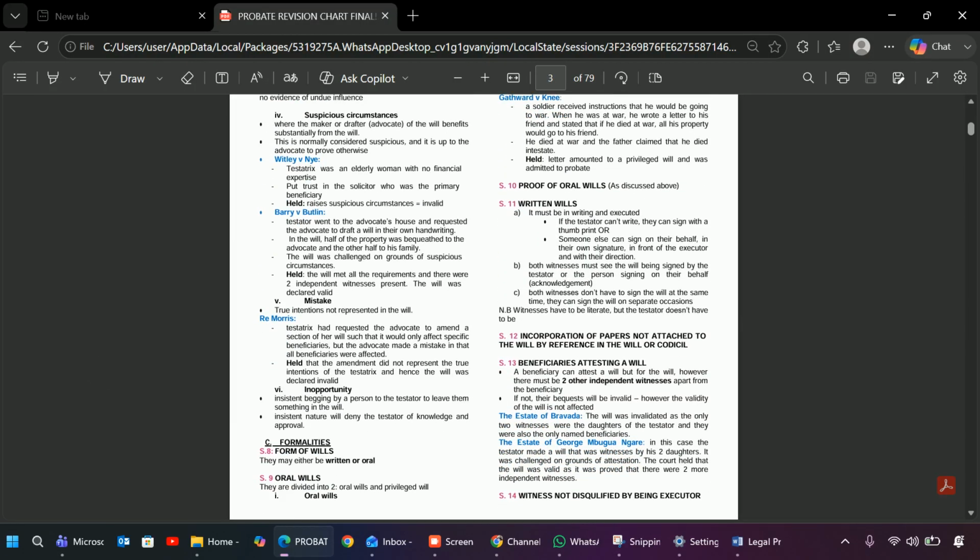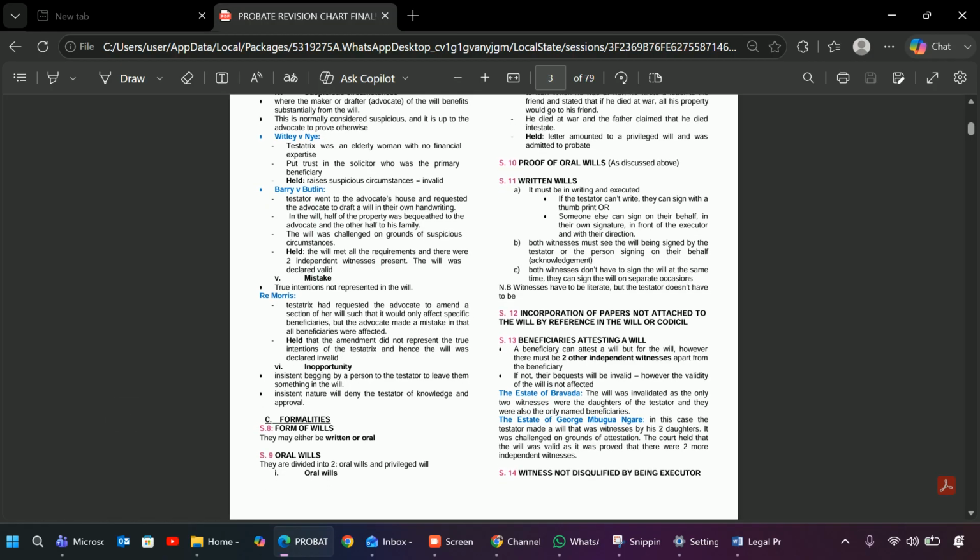The other factor is mistake, where true intentions are not represented in the will. This was tested in the case of Morris, where the testatrix had requested the advocate to amend a section of her will such that it would only affect specific beneficiaries, but the advocate made a mistake in that all beneficiaries were affected. It was held by the court that the amendment did not represent the true intentions of the testatrix, and hence the will was declared invalid. Then you have inopportunity, the insistent begging by a person to the testator to leave them something in the will. This insistent nature will deny the testator of knowledge and approval.